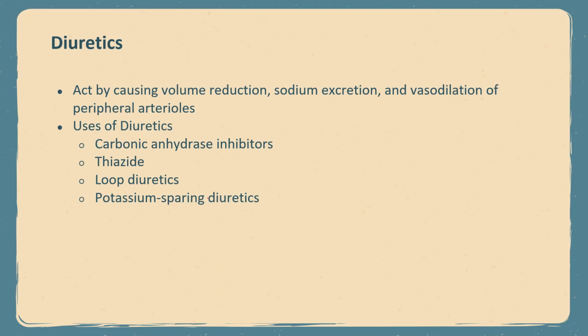Okay? And there are four major classes of diuretics. These are your carbonic anhydrase inhibitors, which have weak anti-hypertensive effects so they are not usually used. We also have your thiazides, loop diuretics, and potassium sparing diuretics. Take note guys that potassium sparing diuretics are rarely used alone. This is usually combined with our thiazides or the loop diuretics.